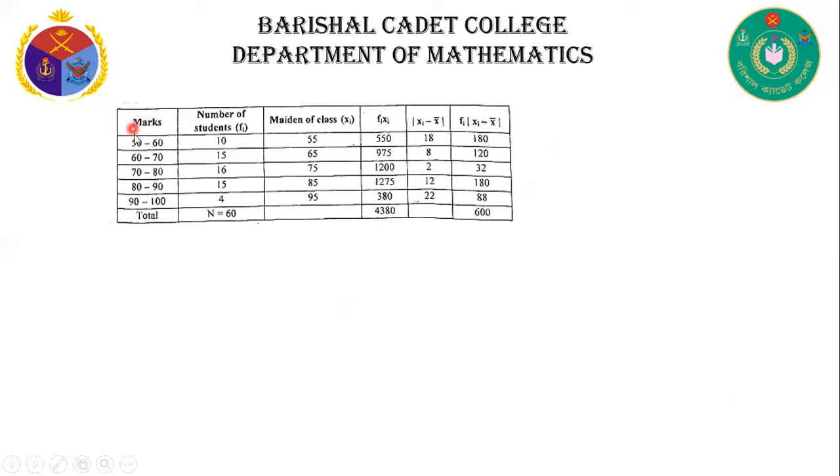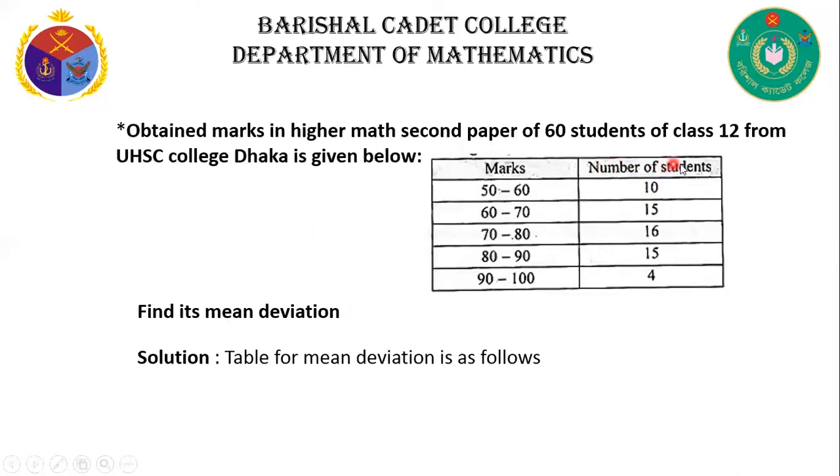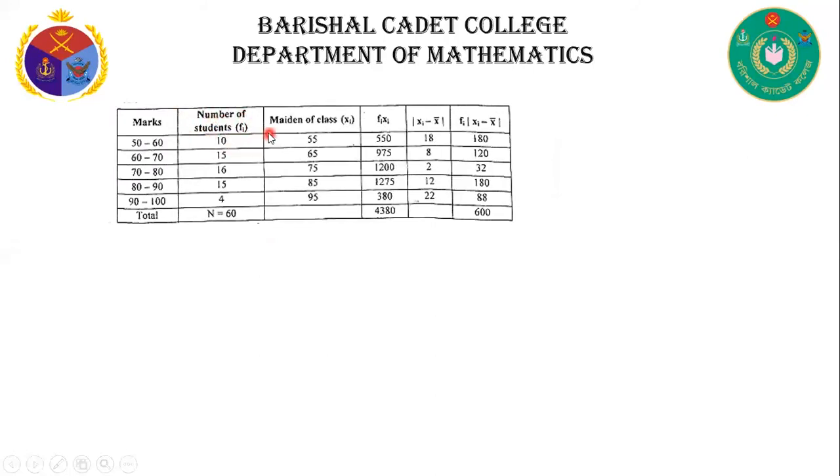Here these marks are given, and the number of students, that means the frequency. That's why we can write the frequency as Fi. Now the median of the class: 60 plus 50 divided by 2, that means 55. Now 70 plus 60 divided by 2, that means 65. In the same way, the other data are given.